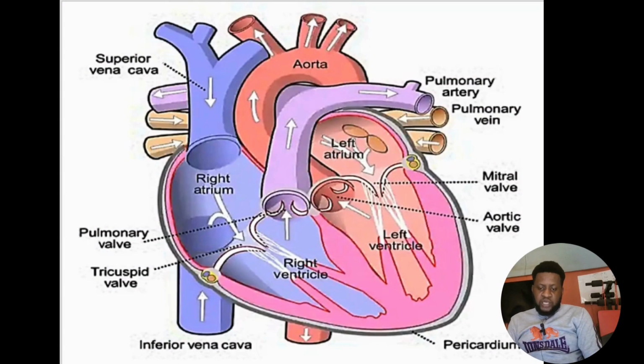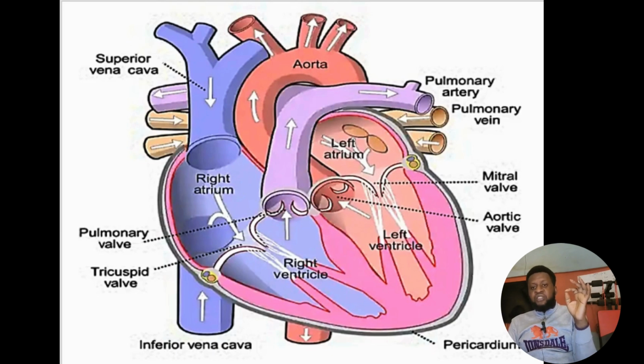This is the structure of the heart. Now, if you look at the heart, we have this diagram here. We have arrows. Some arrows are pointing inward, some are pointing outward. That arrow signifies the flow of blood. The arrow signifies the flow of blood into and out of the heart.